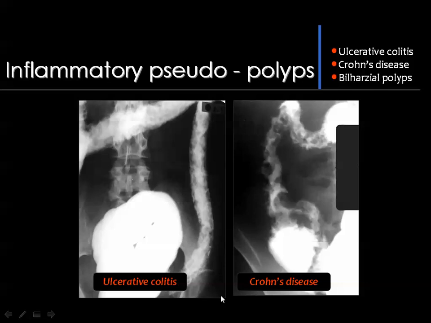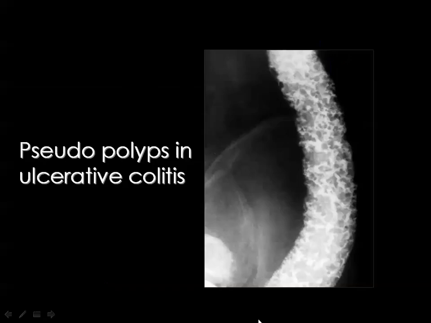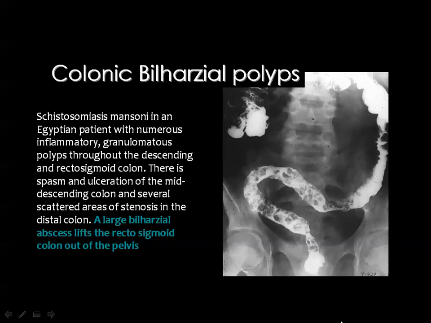The inflammatory pseudopolyps are usually seen in ulcerative colitis and in Crohn's disease. Ulcerative colitis affects mainly the left side of the colon. Crohn's disease affects the right side of the colon, as well as the inflammatory bilharzial polyps. This is the pseudopolyps in ulcerative colitis in the descending colon, and these are bilharzial polyps, which are typically located or confined to the region of the rectosigmoid area.